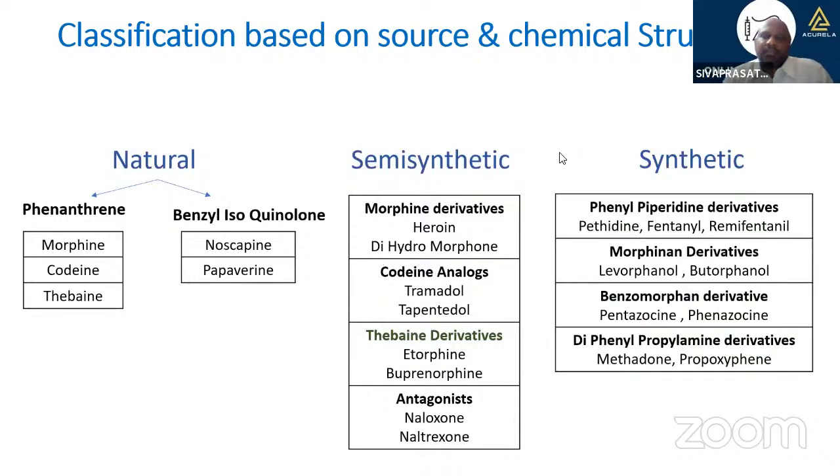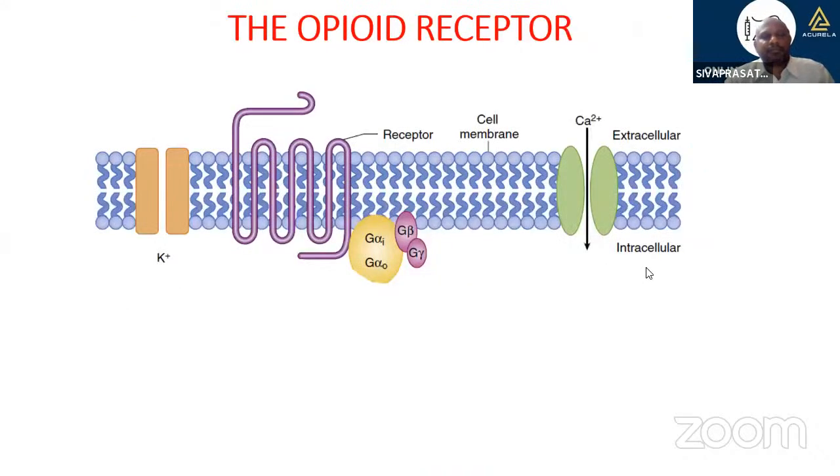Coming to synthetic, as we have already seen, we have phenylpiperidine derivatives, that is pethidine, fentanyl, sufentanil, remifentanil. The morphinan derivatives are levorphanol and butorphanol. Benzomorphan derivatives are pentazocine and phenazocine. Diphenylpropylamine derivatives are methadone and propoxyphene. You have to learn these synthetic groups by heart. Semi-synthetic, you can easily remember and write in the exam.